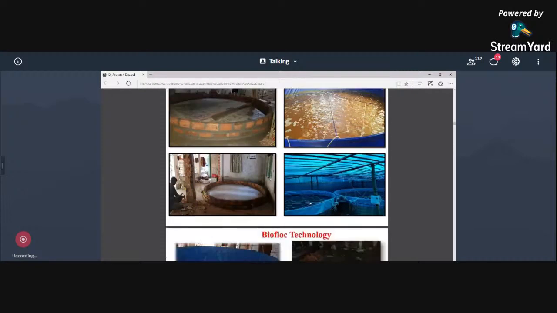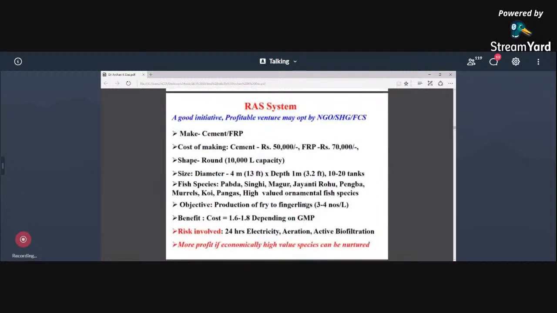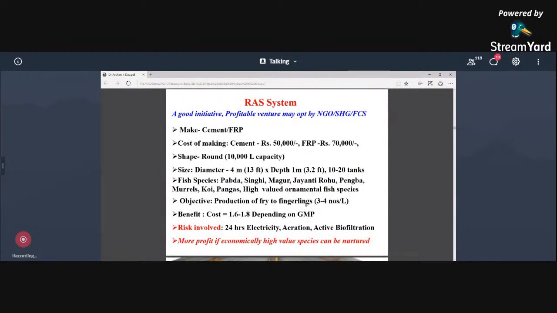Next slide, please. So now, recirculatory bioflok technology. You can make these either with a cement tank, or with polythene on an iron mesh frame. Next slide, please. Recirculatory aquaculture system. Prior to the bioflok system, the recirculatory aquaculture system came into existence. This is a very robust technology where water is continuously freed from free ammonia.